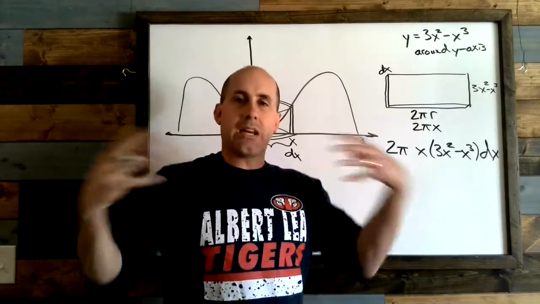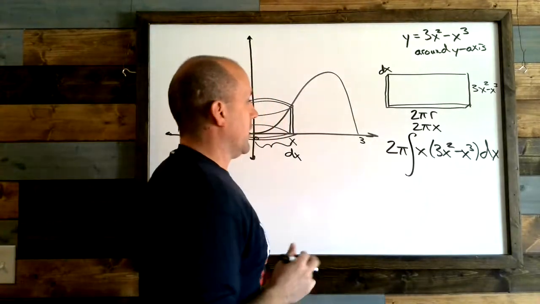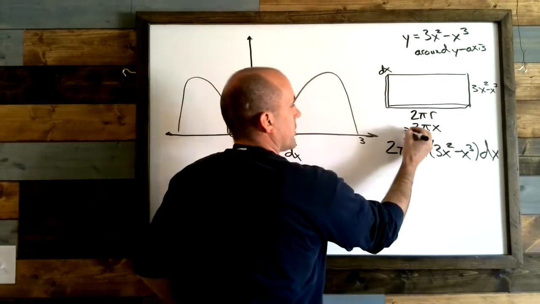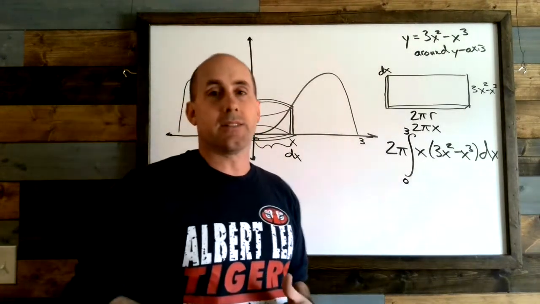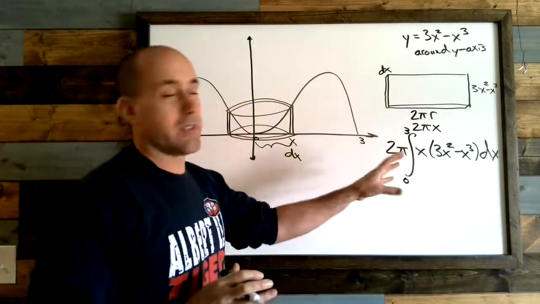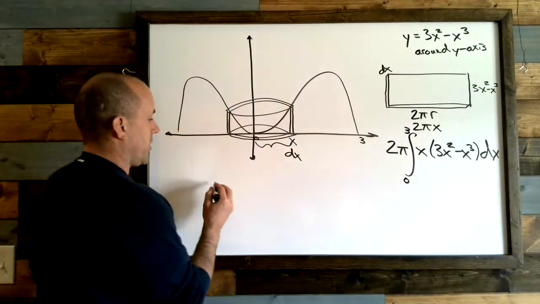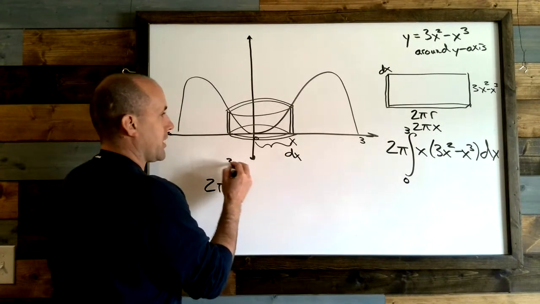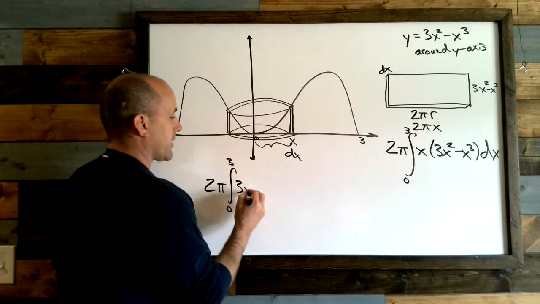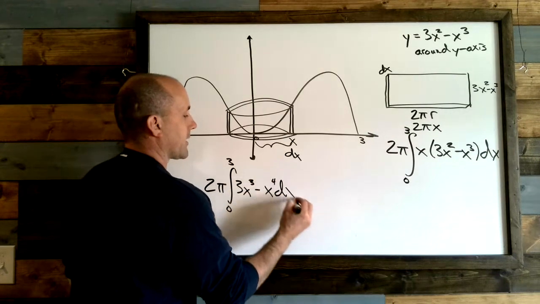We want to do an infinite number. So we slap on an integral, and we integrate from 0 to 3. Working through the integration piece is nice and simple. I know that you guys know how to do this now. The setup is the part that's challenging. Let's work through the integration though. 2 pi times the integral from 0 to 3 of 3x cubed minus x to the 4th dx.